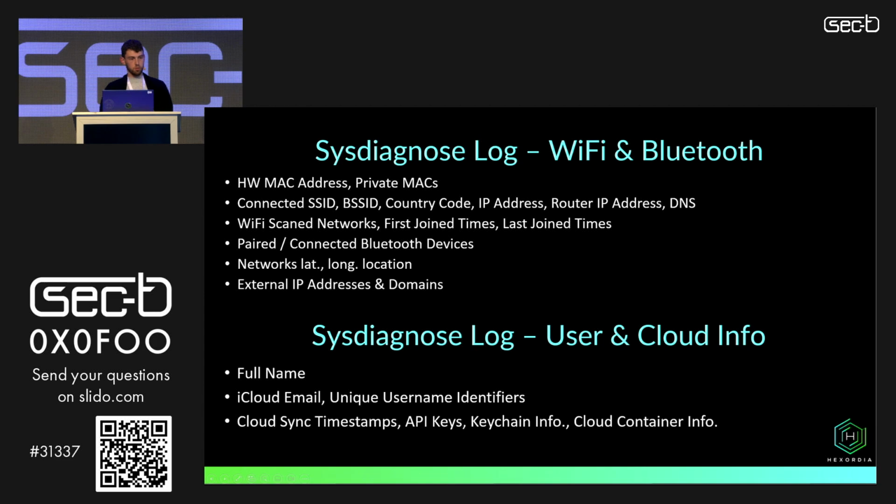For Wi-Fi and Bluetooth, we were able to get the hardware MAC, which is very important because most newer iOS devices will automatically use a rotating MAC address. So you could get historical data in terms of when this MAC rotated and the seed for it. We could see all of the connected SSIDs, and as I said before, we could get some very good networking information such as lat long and timestamps. And then again with the cloud, we could get the full name, the username, email, and some API keys which could be used to get even better data.